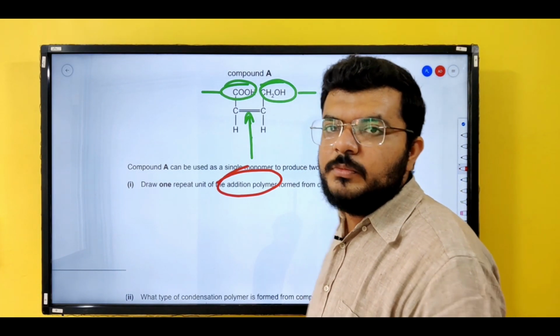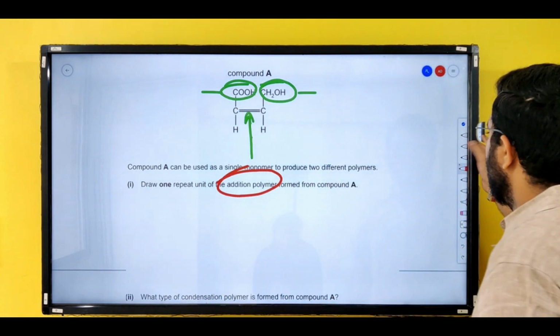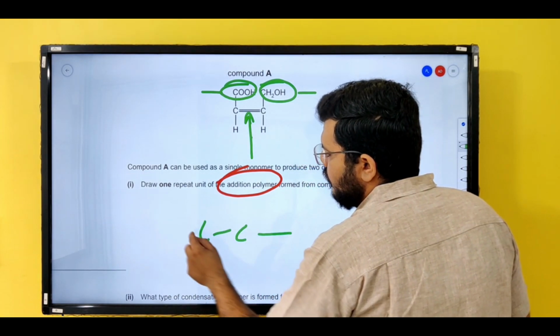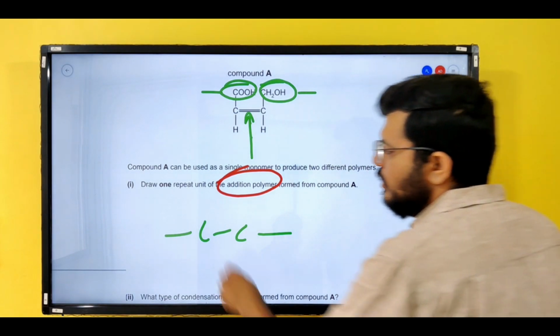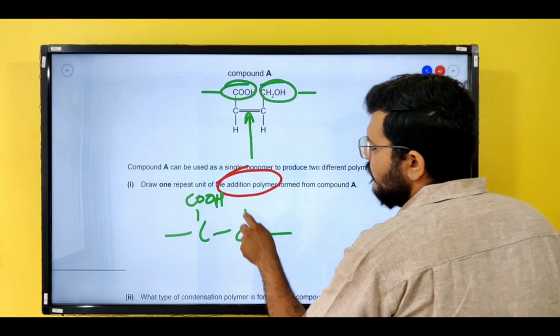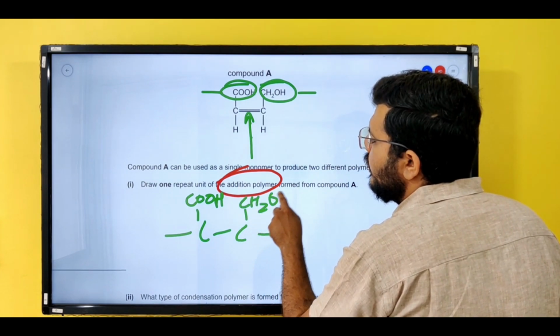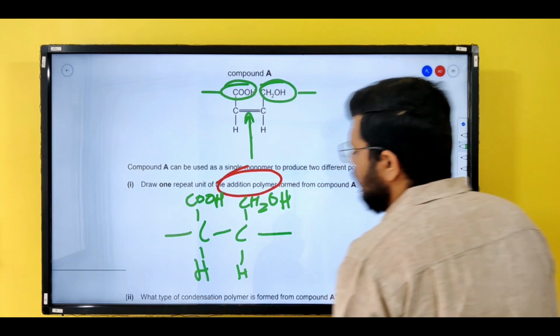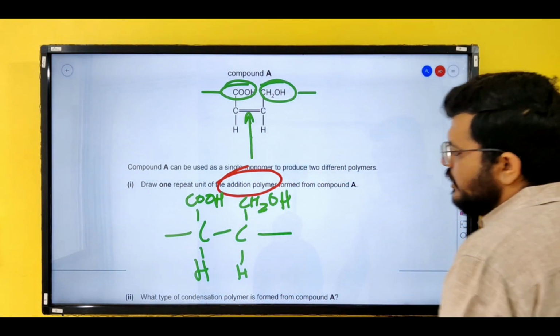How does an addition polymer form? It forms when the double bonds are broken. So you have C bond C, right? First of all, this happens. Then you have COOH here, right? You have CH2OH here. You have hydrogen. You have hydrogen. And then this is continuously repeated.